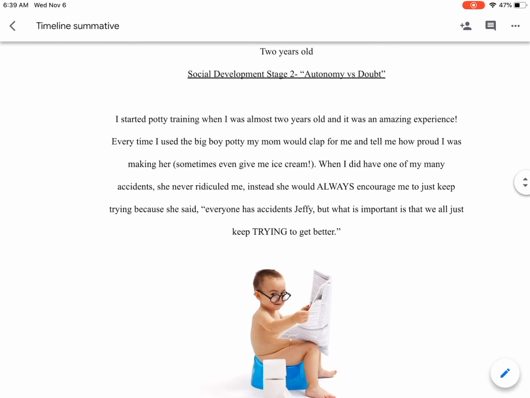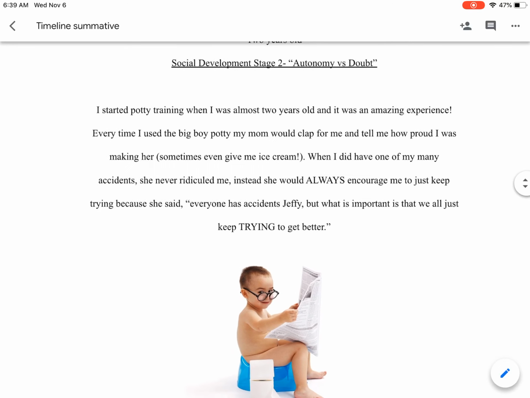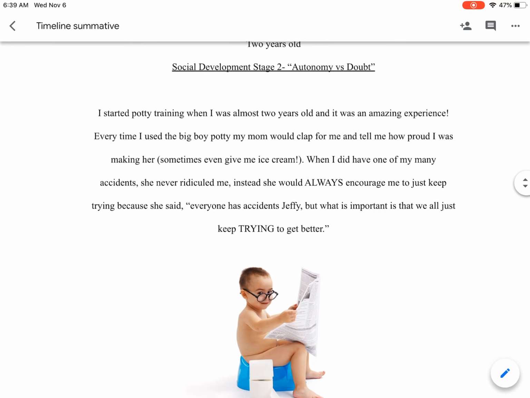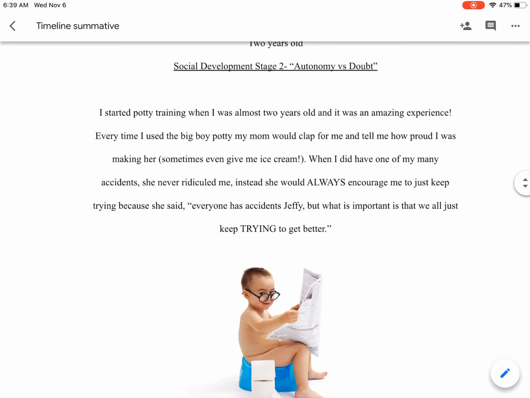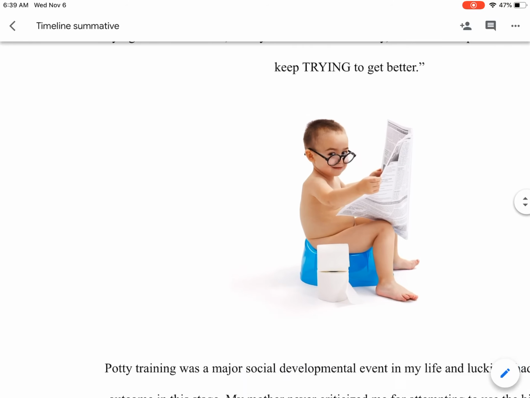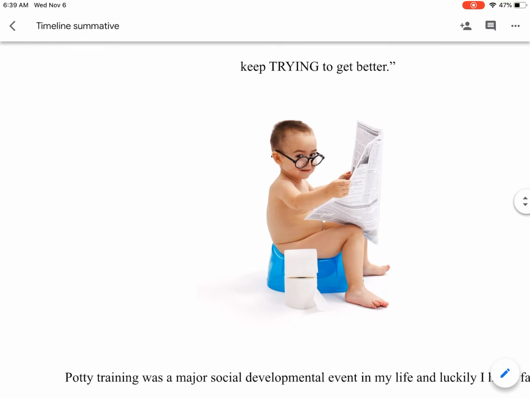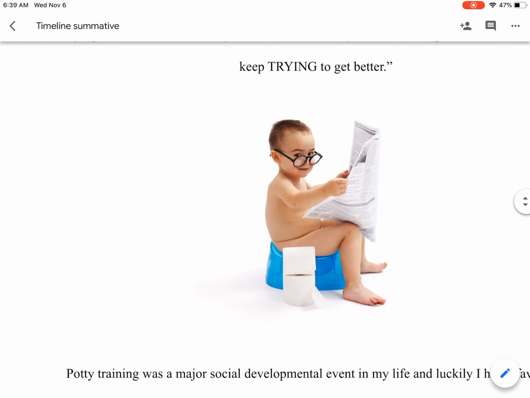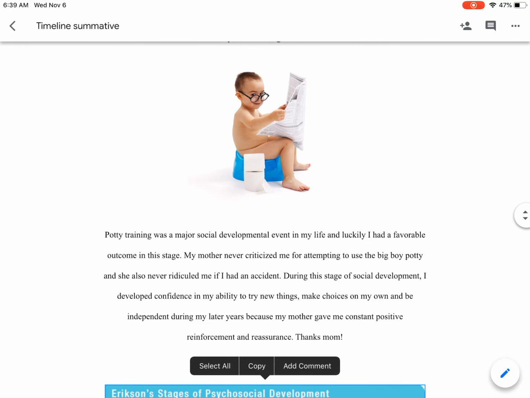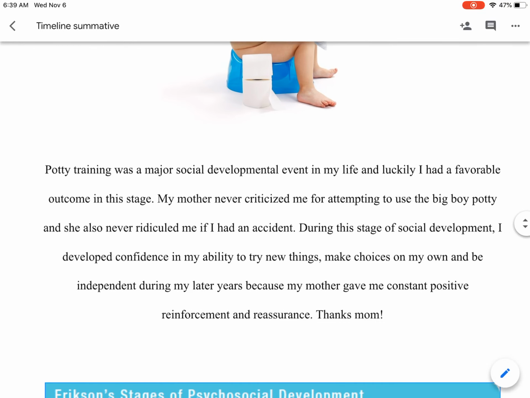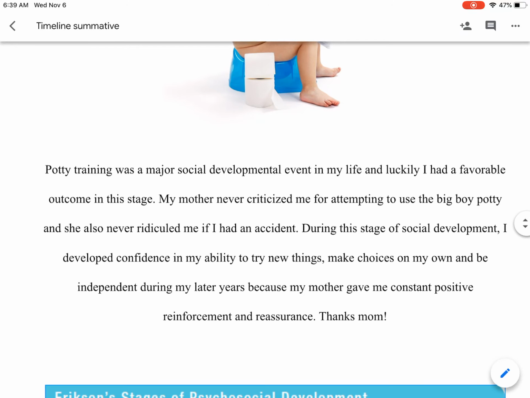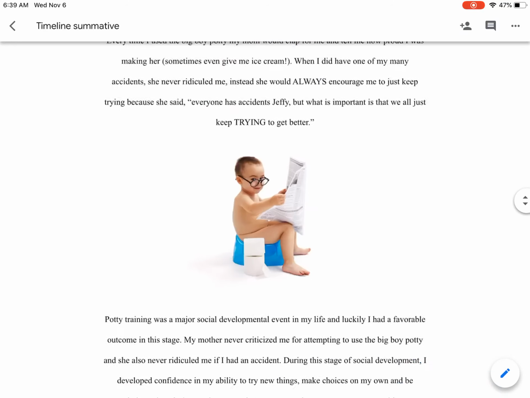Then you'll see here, you need to put a story. This story pertains to potty training and the autonomy and doubt stage where I'm learning if I'm independent or not. Then a picture, whether it be of yourself or from the internet, just make sure that it applies to the story and it's appropriate. Then under the picture is the most important part. This is the stage application.